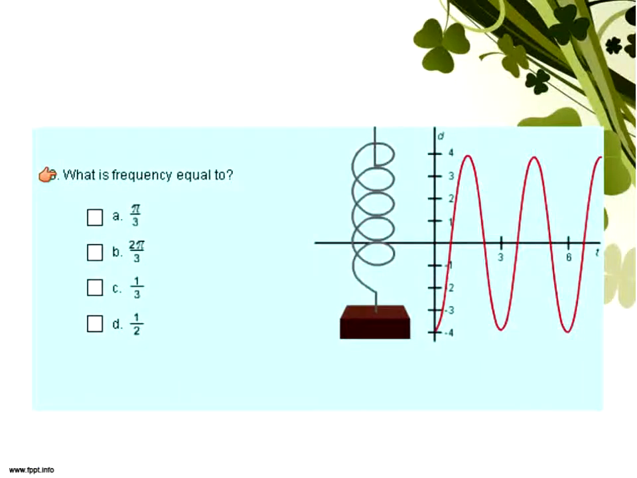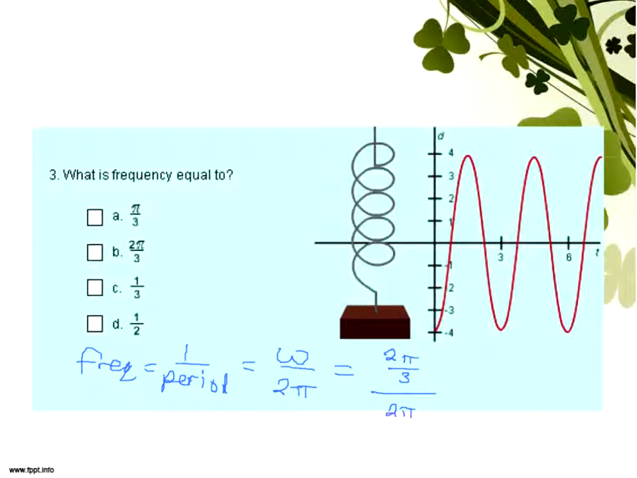Now if I ask you what's frequency equal to, frequency is a slightly different equation. So frequency looks like this. Frequency equals 1 over your period, or you can also model it as omega over 2 pi. So we just found that our omega was 2 pi over 3. So we're going to divide that by 2 pi. Remember when we're dividing fractions, we are going to change it to a multiply by the reciprocal.